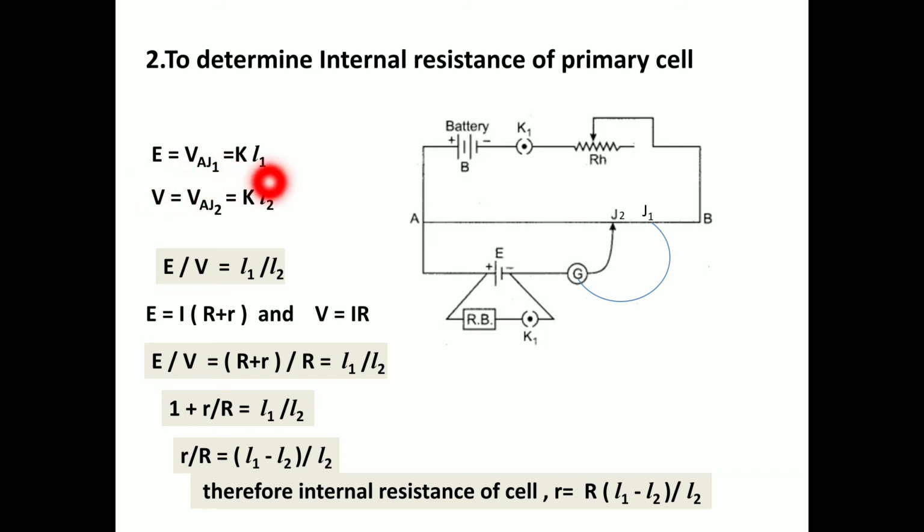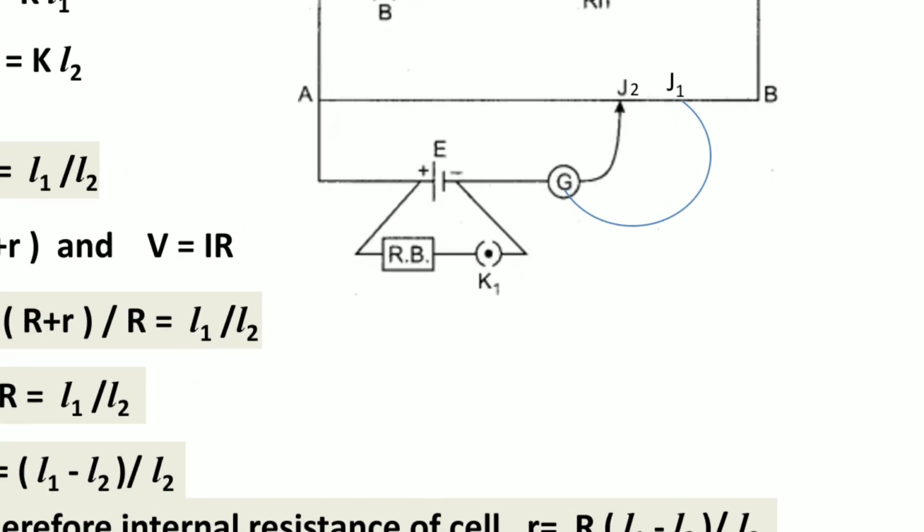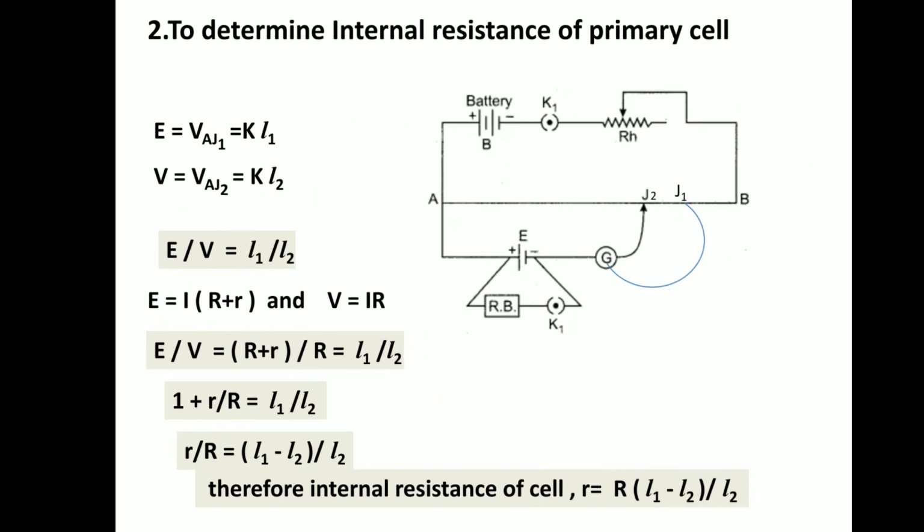Why EMF of the cell? Because this circuit initially is open and no current is drawn from this cell. So we can say that according to the principle of potentiometer, the EMF of the cell will be directly proportional to this length AJ1.